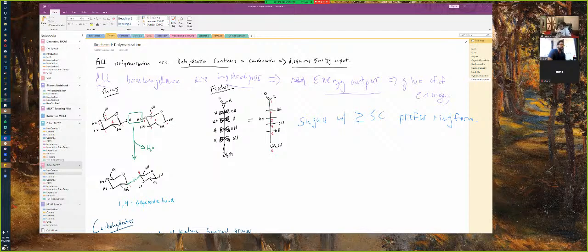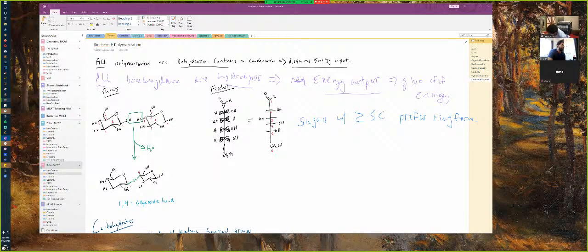All right. Did you see the new thing I wrote? Yeah. So when the sugar has 5 or more carbons, it prefers the ring form.